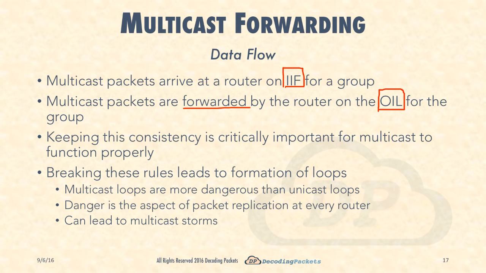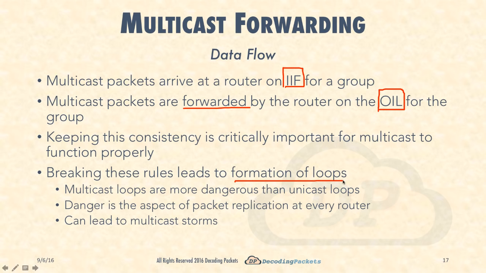Keeping this consistency, making sure that they're arriving on the right upstream interface or the incoming interface, and they are leaving on the proper downstream interfaces, is critically important for multicast to function properly. If one of these things breaks, for all intents and purposes, multicast breaks. Furthermore, if these rules are not followed, it leads to the formation of loops. Yes, that dreaded topic called loops.